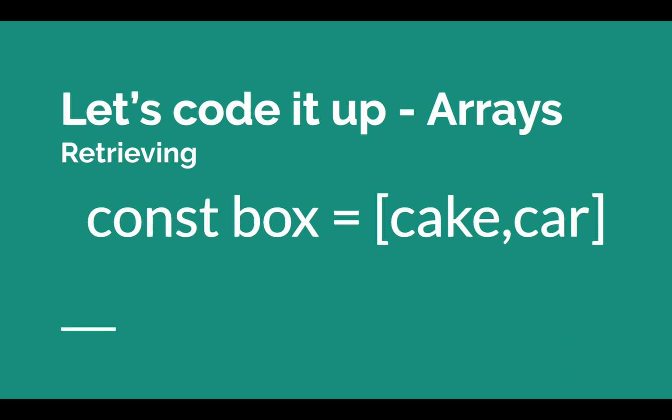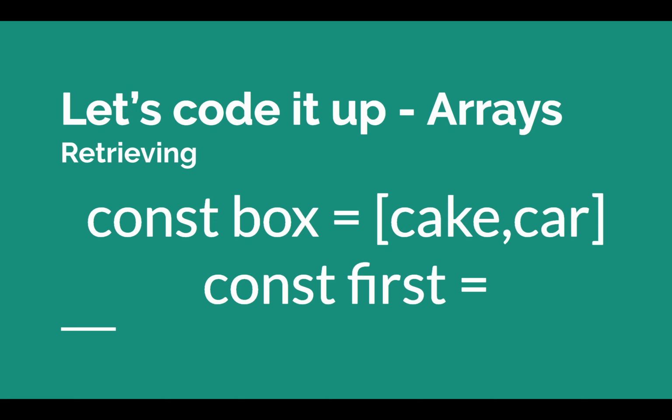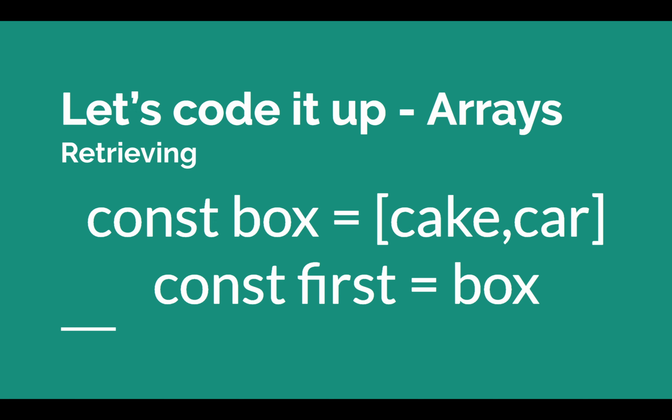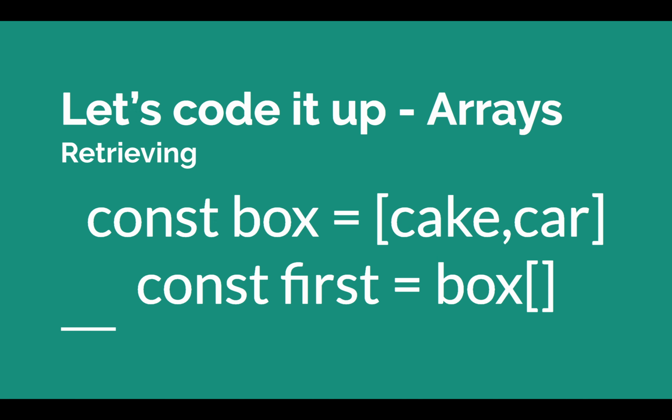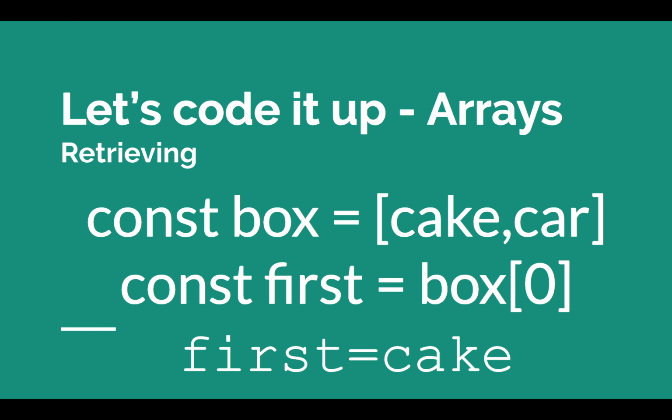And then we come to the last thing that we can do, which is retrieve, taking something out of the array. So we have our constant box, which has a cake and a car. We're going to declare our first variable, and we're going to say it's equal to box, square brackets, to say we're doing something on the array, 0. And what this will do is assign our variable first to cake.